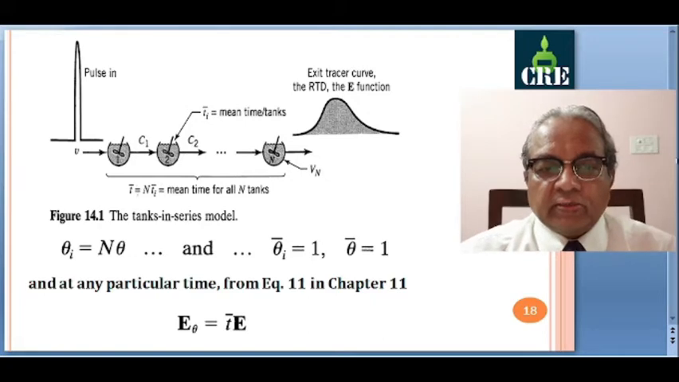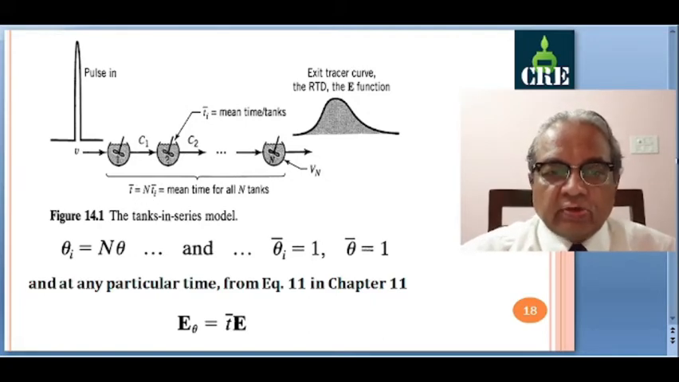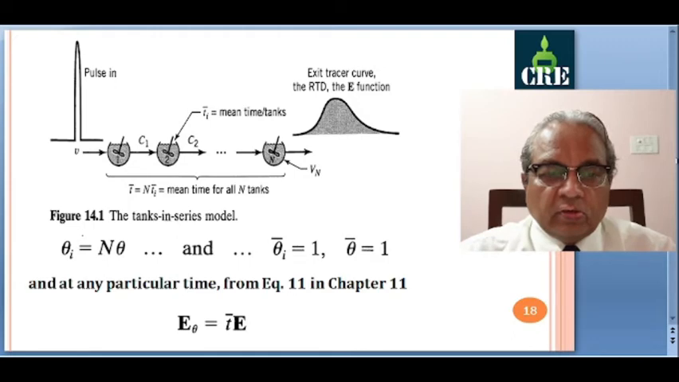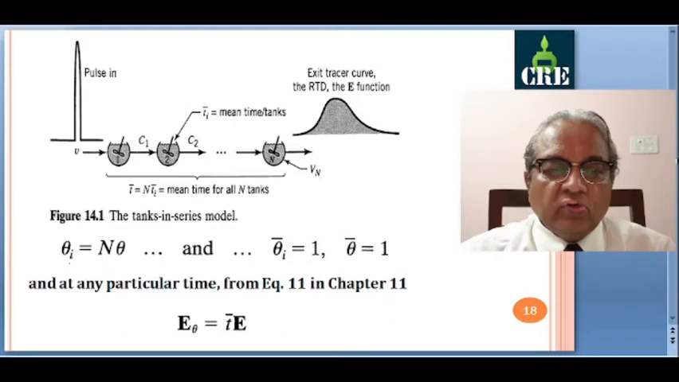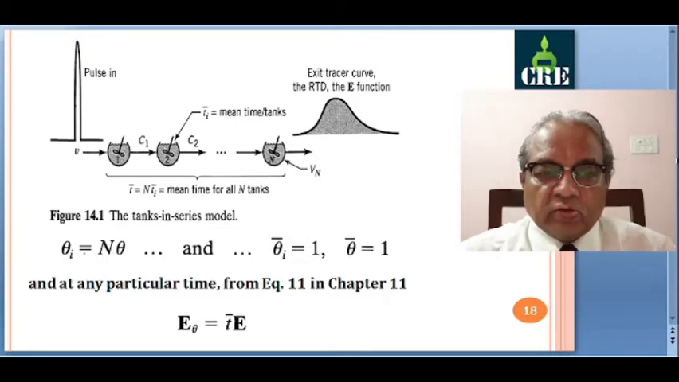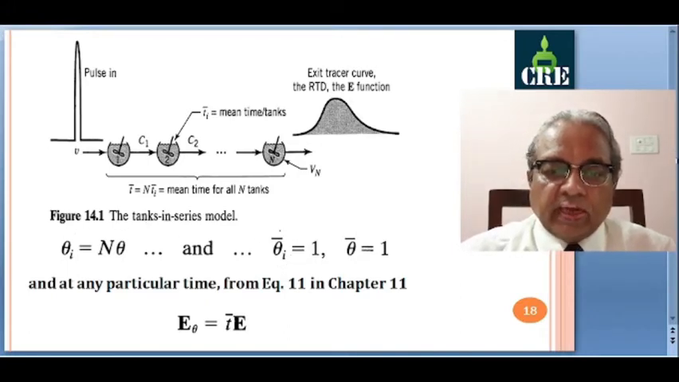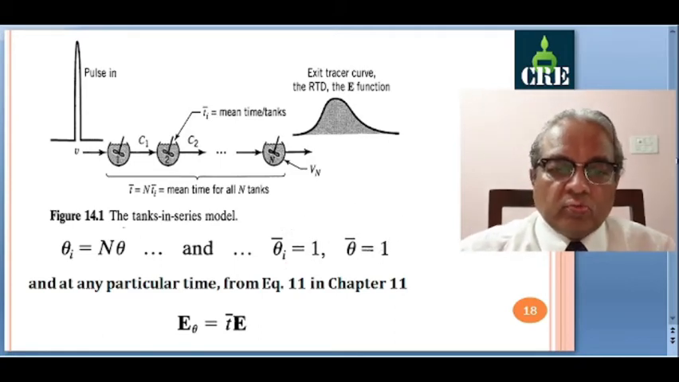So n into t_i, where n is the number of tanks, and t1 is equal to t2 is equal to t_i, and V1 is equal to V2 is equal to V_i. Equal volumes. All the tanks are of equal volume. So this theta_i is n theta, or you can say n is equal to theta_i by theta. So theta_i, the dimensionless time, is n times theta. So theta_i bar and theta, this is equal to 1.